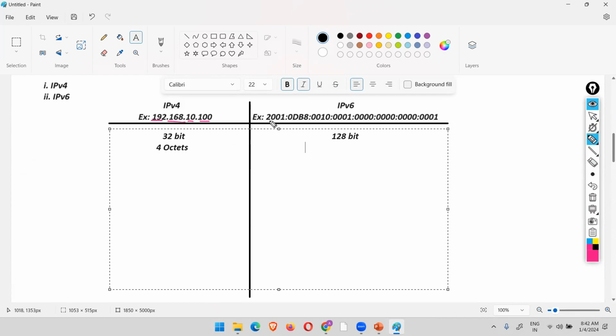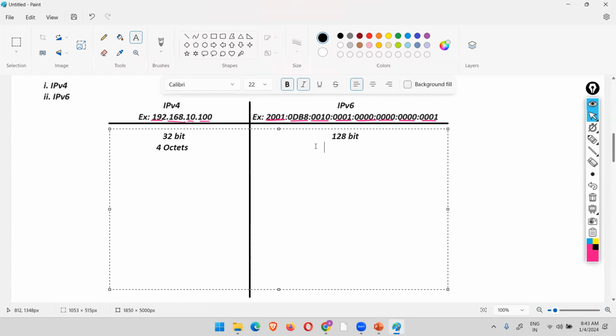And in case of IPv6, how many total bits do I have? 128, divided into how many parts? 1, 2, 3, 4, 5, 6, 7, and 8. That means each part will include how many bits? Divide 128 by 8, 16. And a group of 16 will be known as a hextet. So how many hextets do we have? 8. One group is known as a hextet, so 8 hextets.